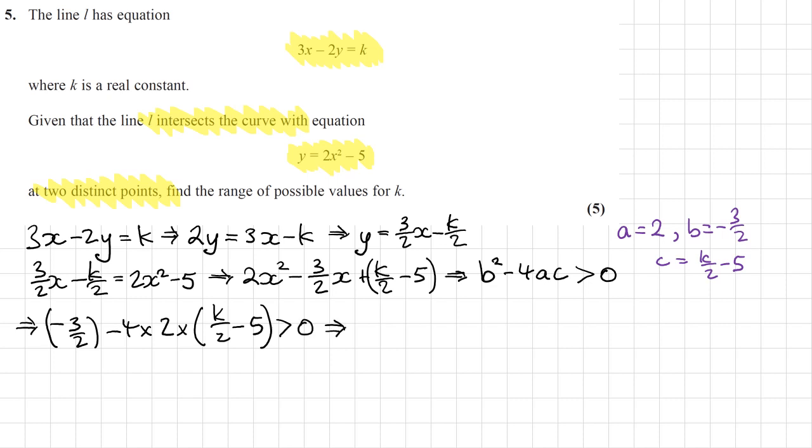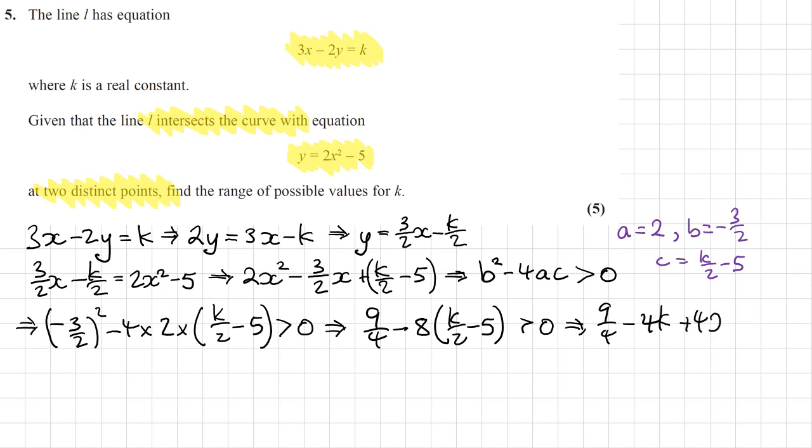Right, let's tidy that up. So we'll have b squared, sorry, I forgot the square, so that'll be 9 over 4, and then minus 8 times that k over 2 minus 5 is greater than 0. So from there, 9 over 4 minus 4k plus 40 is greater than 0. So what we want to do is to make k the subject. So let's have 4k, let's bring that to the other side. And if we do that, then it will be less than 9 over 4 plus 40.